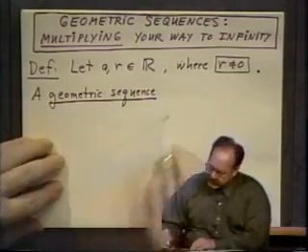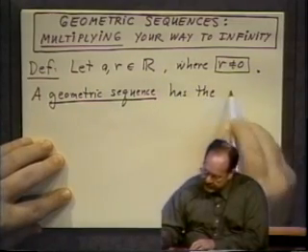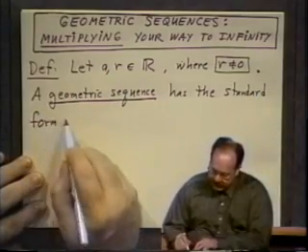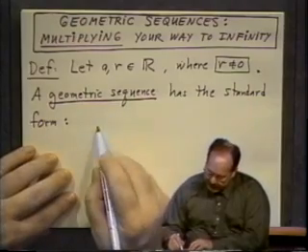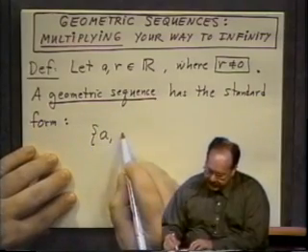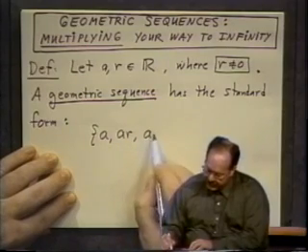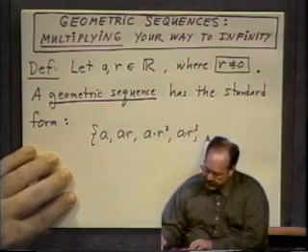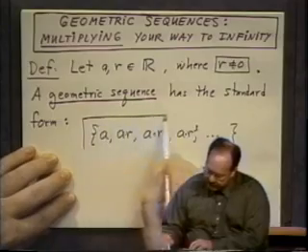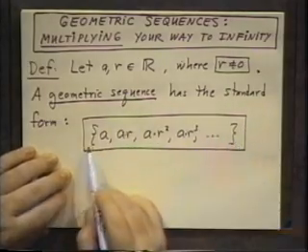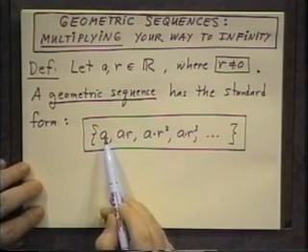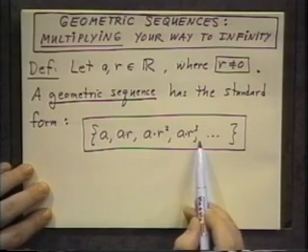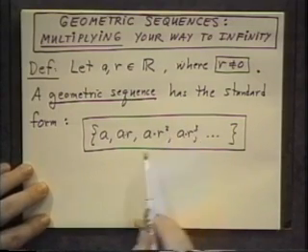A geometric sequence has the standard form, and so we can keep track of these, the standard form that looks like this. It is the sequence A, A times R, A times R squared, A times R cubed, etc., all the way out to infinity. That is the form of a geometric sequence. And if you remember, the arithmetic sequence was where we added a D to the A. So we went from a to a plus d, a plus 2d, a plus 3d, etc. This time we're multiplying, so we have powers as we go.